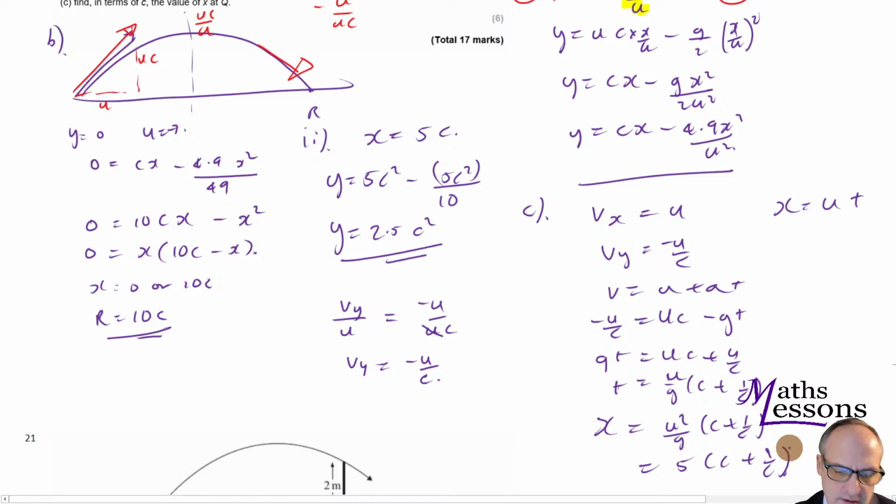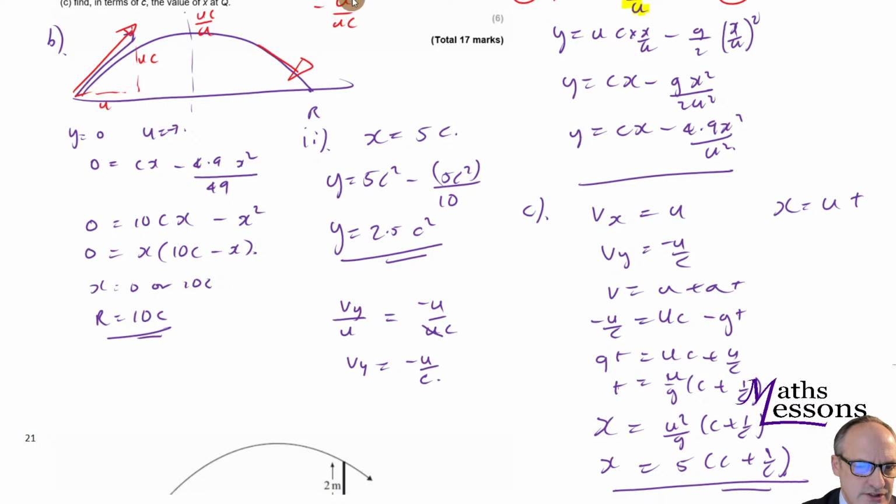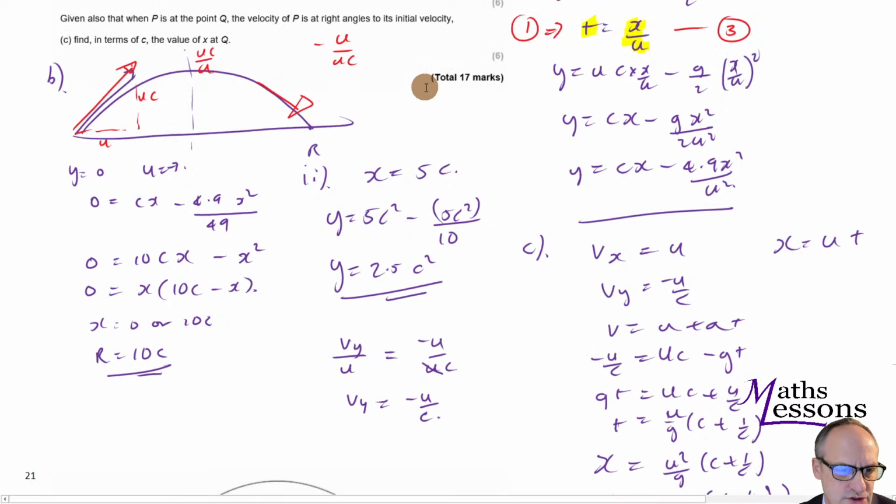Really quite nasty question, this one. So not only have you got to appreciate that the gradients are going to be in this ratio, you're going to realize that you can't just replace the change in y with u, and the x with uc, because actually the x component is always u all the way across. So the y divided by the x has got to be equal to that. So the y part divided by the x part has got to be minus u over uc, and you've got to find out what the Vy is from that.